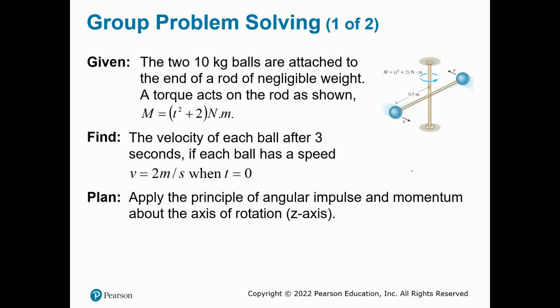Second problem, it's a group problem. Normally in the classroom, I will have students do it together, but since this is an online class, I'll go through it. We have two 10 kilogram balls attached to the end of a rod. We're going to neglect the weight. We have a torque acting on the rod, and we look at the velocity after 3 seconds. We know the initial velocity at t equals 0, and we're looking for the final velocity.